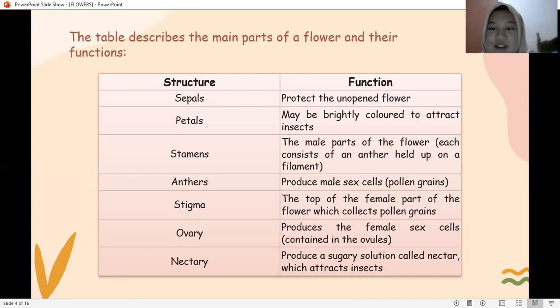Stamens, the male parts of the flowers, each consist of an anther held up on a filament. Anthers produce male sex cells, pollen grains. And stigma, the top of the female parts of the flowers, which collects pollen grains. Ovary produces the female sex cells contained in the ovules. Nectary produces a sugary solution called nectar, which attracts insects.